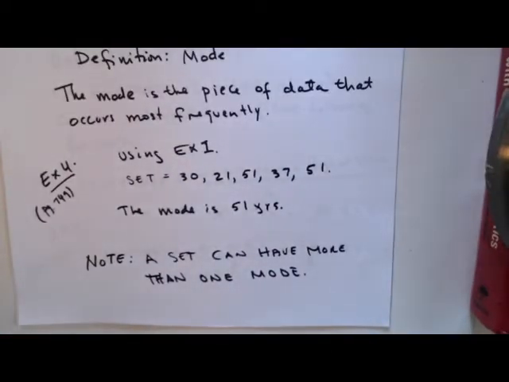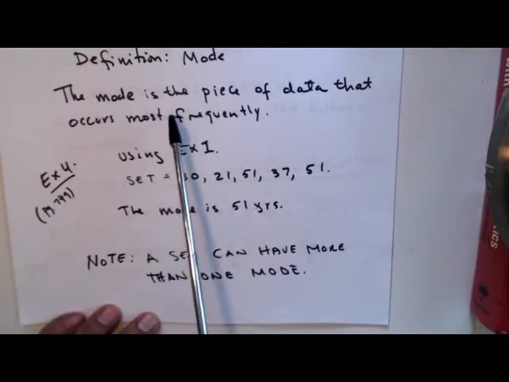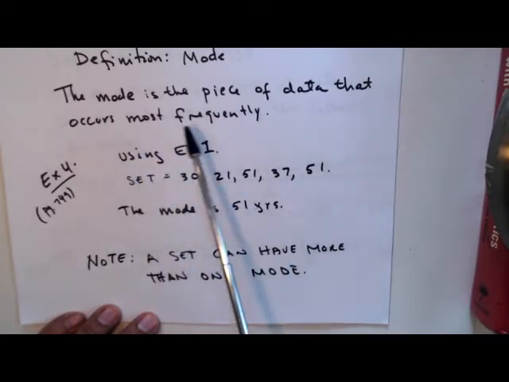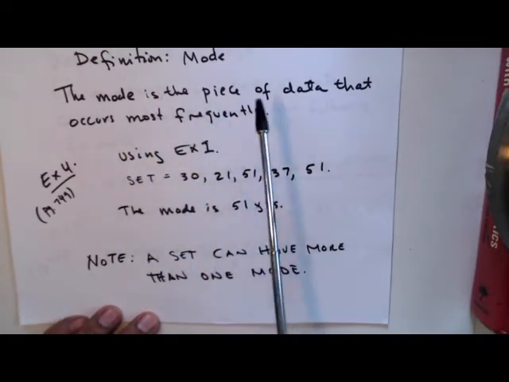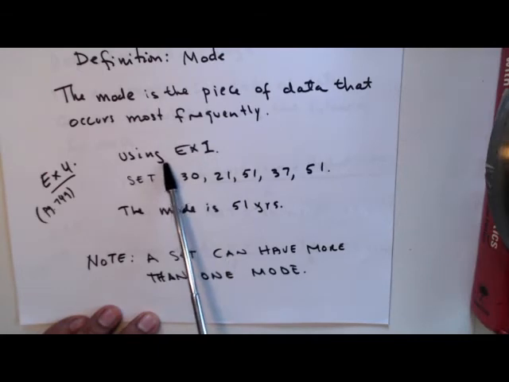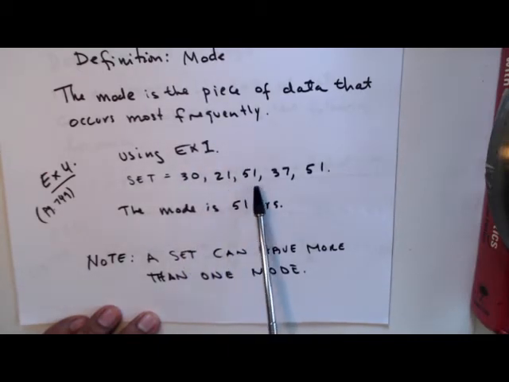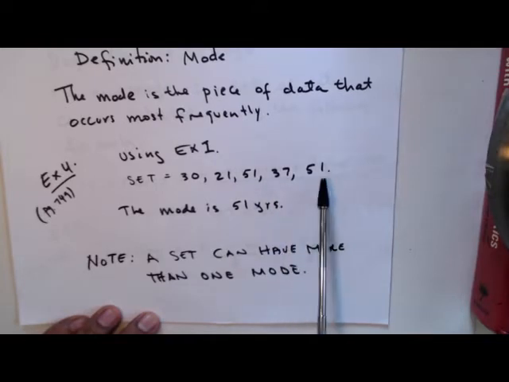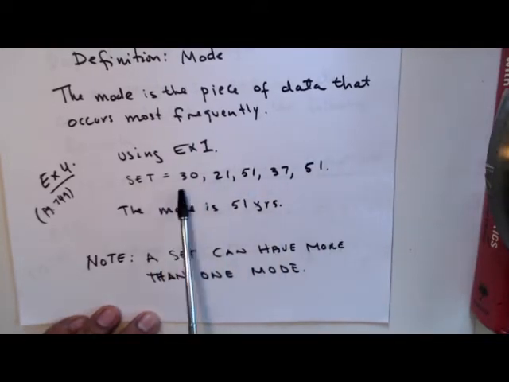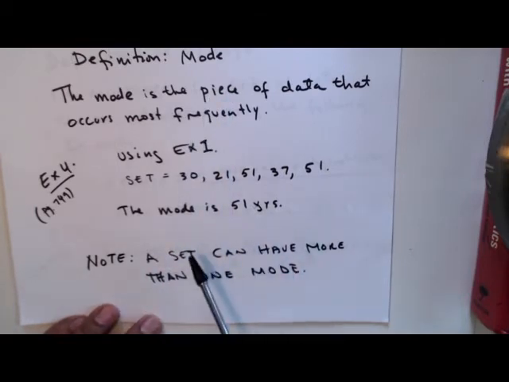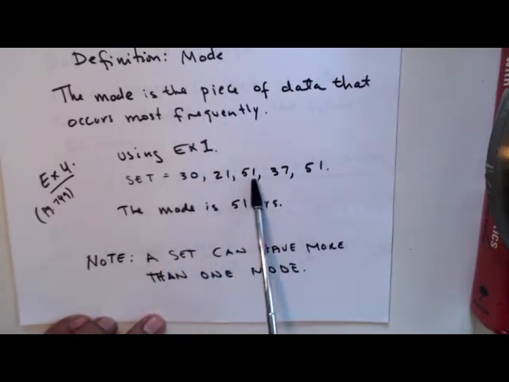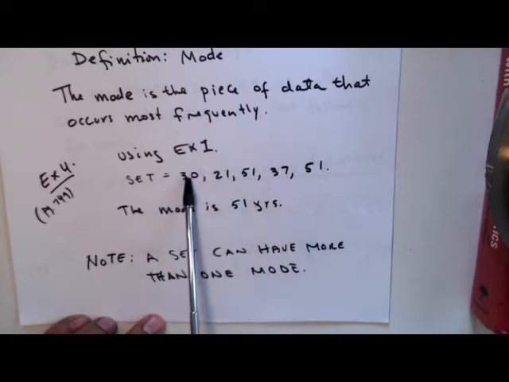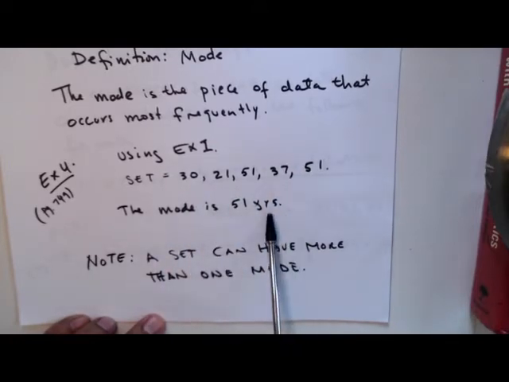Another term that we need to know is the mode. The mode is the piece of data that occurs most frequently. We have the same example number 1: 30, 21, 51, 37, and 51. This is not organized in ascending order, but we're just looking for the mode. It's the number that repeats most, so it's 51. The mode for this set is 51 years.